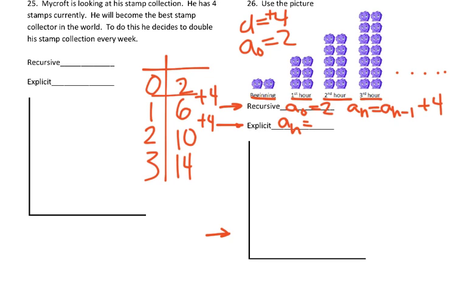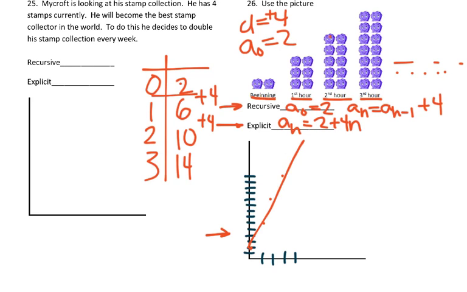Explicit, a sub n equals my starting, 2, plus my growth, 4, and as we keep going, I would times that by n. Now to graph it, we just graph these points. So 1, 2, 3, 4, 5, 6, 7, 8, 9, 10, 11, 12, 13, 14. At 0, we had 2, so right about there. At 1, we went up to 6, so right there. 2 up to 10, and then 3 up to 14, and so on.